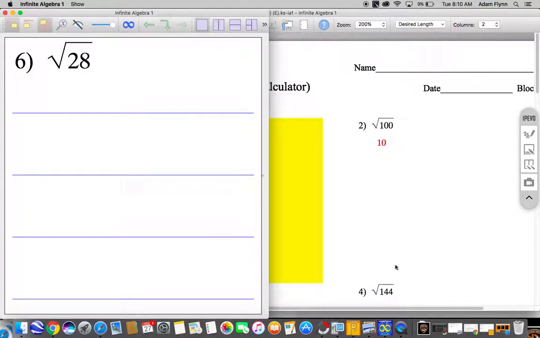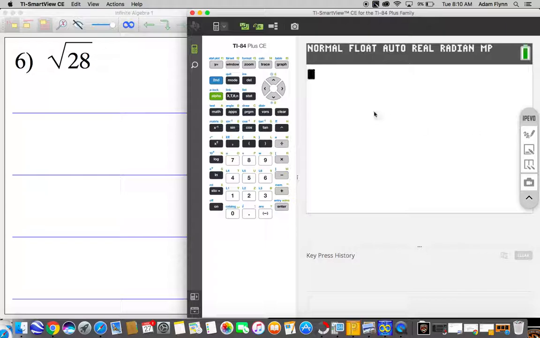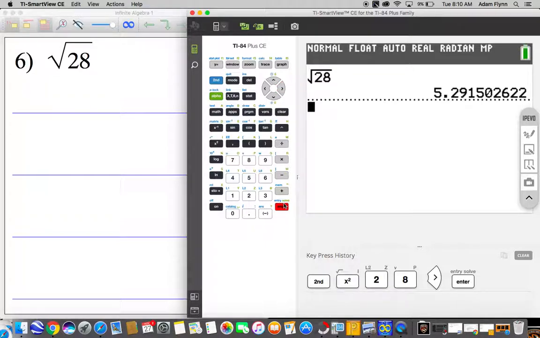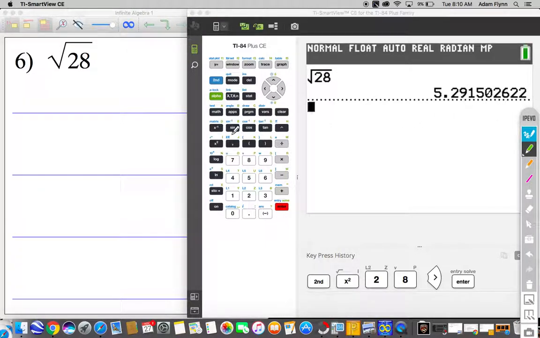Happens to be our last one too. So the square root of 28. So second, x squared. I'll hit 28. Enter, and I get 5.291. Because this one is 4 or less, I will leave my answer as approximately 5.29.